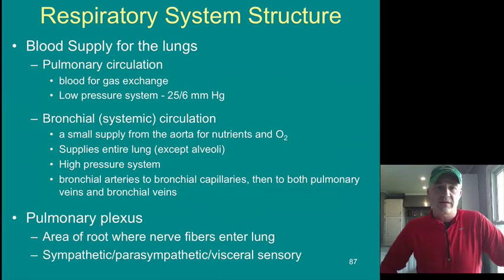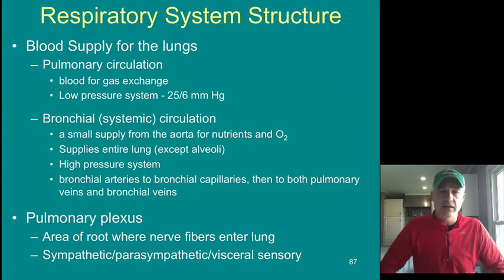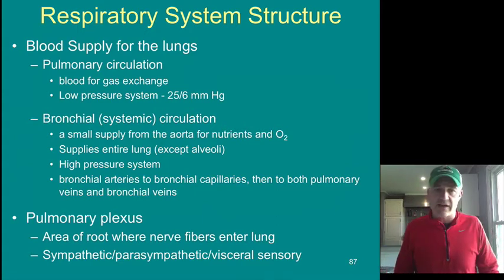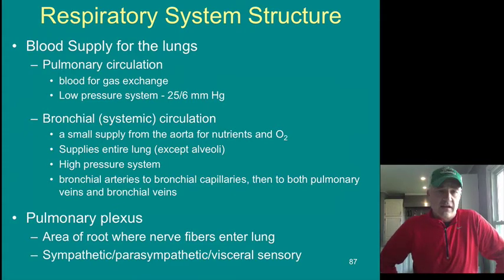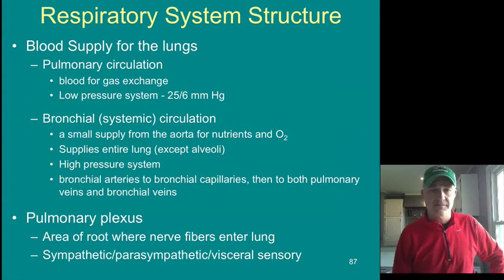Pulmonary circulation, like we said before, is the pulmonary circuit, a much lower pressure system. It's only about 25/6 versus 120/80. The rest of this is a much higher pressure system, supplying the systemic circuit to the bronchial region and the trachea and everything else there. That is going to be closer to 120/80, taking blood supply to those other regions where the exchange is not taking place.